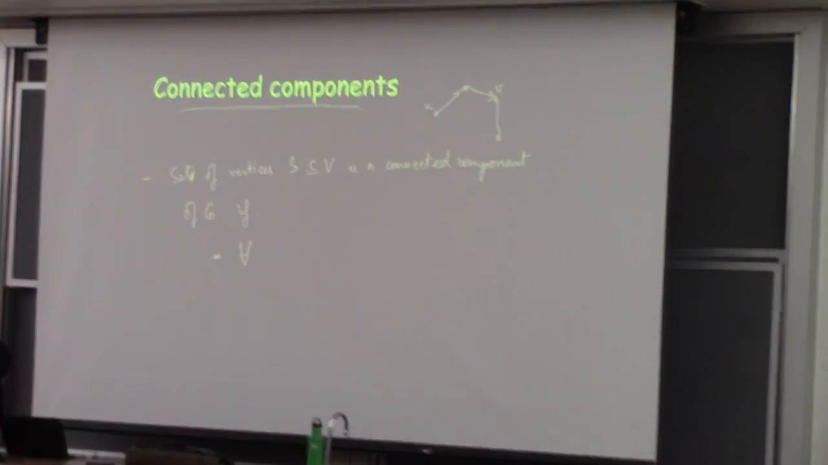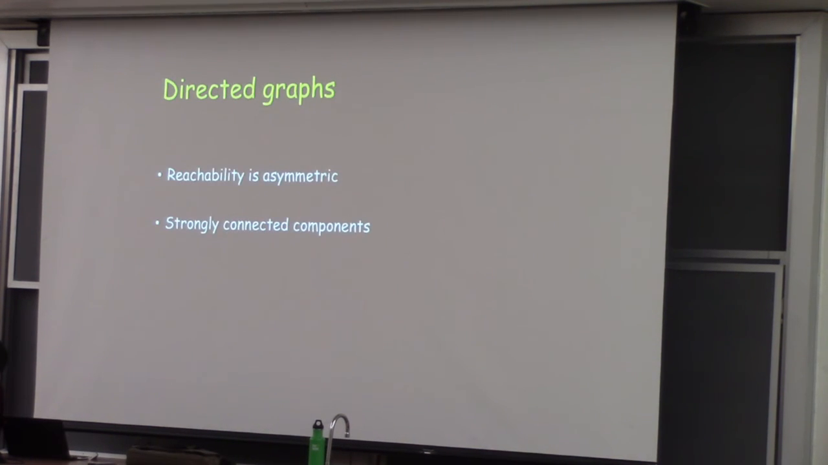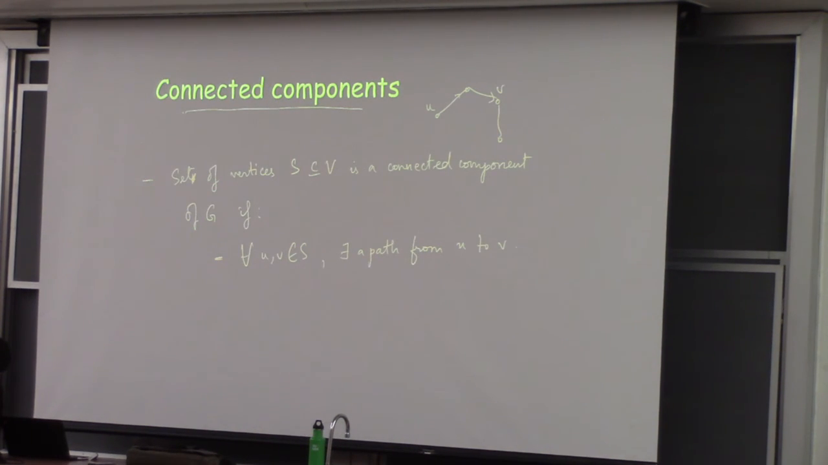For all pairs U and V in S, there exists a path from U to V. Note that for now I am defining this for undirected graphs. So having a path from U to V means that there's also a path from V to U.